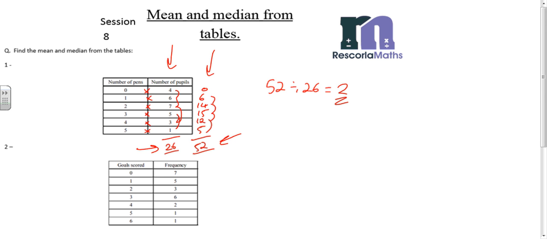Okay, so let's do the mean for the next one. 0 times 7, 1 times 5, 2 times 3, 3 times 6, 4 times 2, 5 times 1, 6 times 1. So step 1, all you do is you multiply them together. So 0 times 7 is 0. 1 times 5 is 5. 2 times 3 is 6. 3 times 6 is 18, 4 times 2 is 8, 5 times 1 is 5, and 6 times 1 is 6.